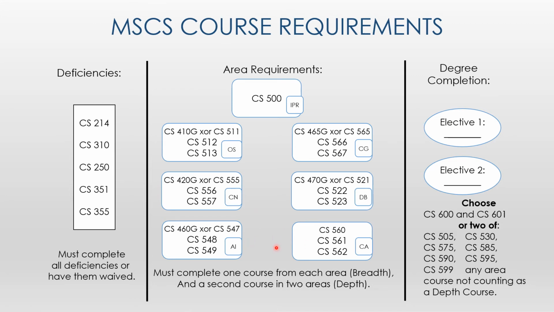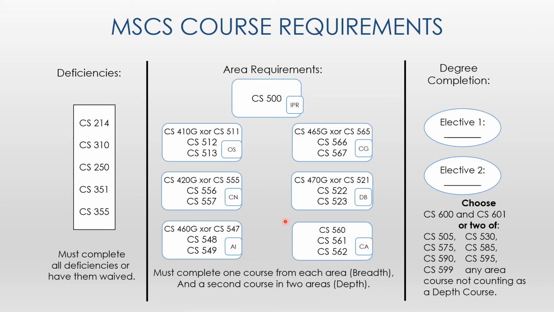Now, if you count them up, I've got 6 boxes here. Then 2 depth courses is 8. CS 500 is 9. So you have 2 extra courses to make your 11 course requirement. So you have 2 electives. And these can be, as I said earlier, other courses from over here.